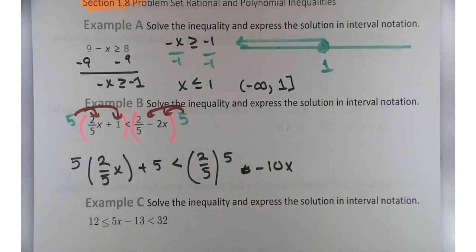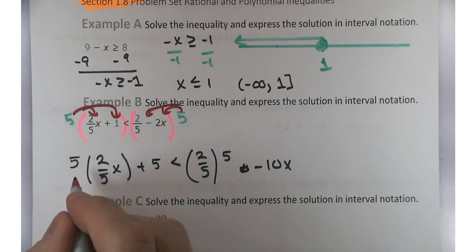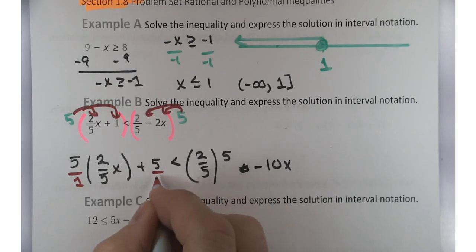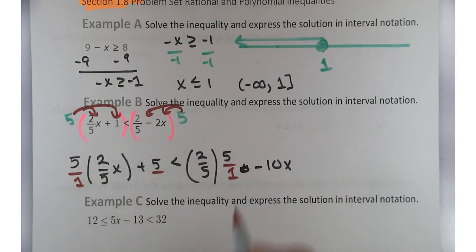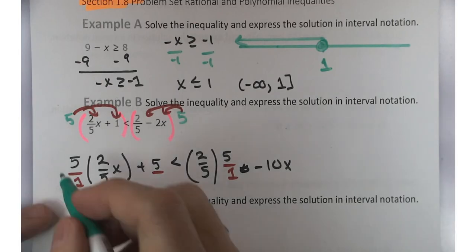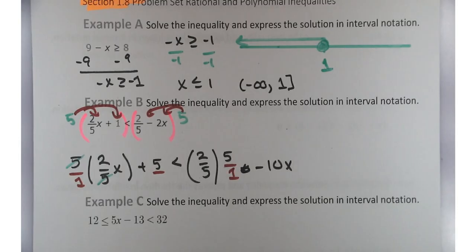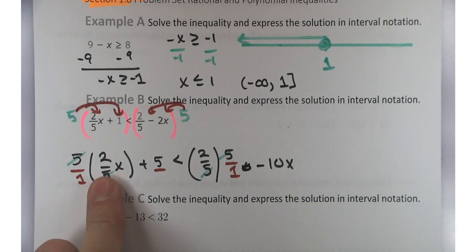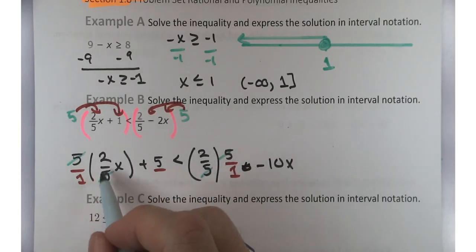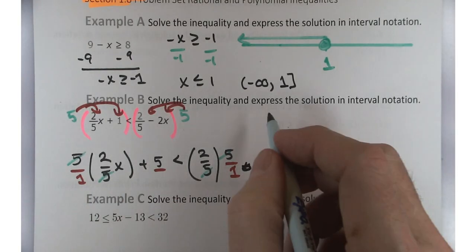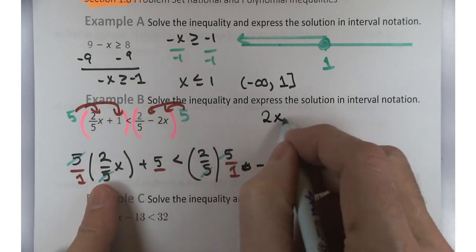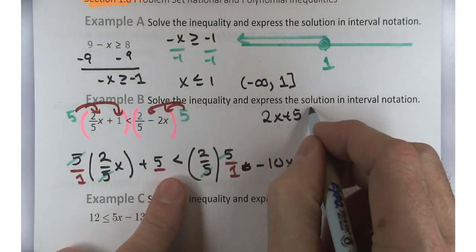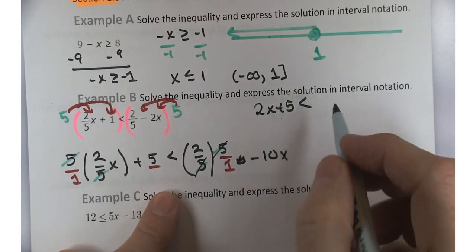So, okay, that's looking a little bit better. Now, maybe in working with the fractions, it would help you to write it as being over 1, like this. Now, why would I do that? Well, because I want to encourage you to cancel. And cancel the 5 here. What's that going to leave me with in terms of an inequality? What's left on the left-hand side here? Yeah, thank you. 2x plus 5 is less than 2 minus 10x.